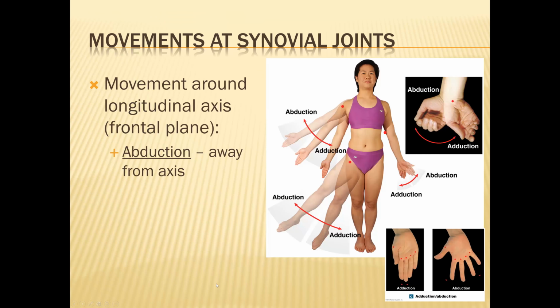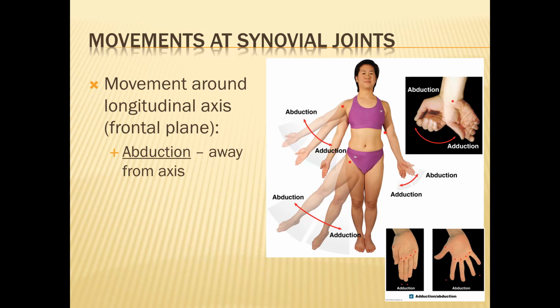The next type of movement we'll look at is abduction and adduction. So in abduction and adduction, we are moving around the longitudinal axis of the body. So if you imagine the frontal plane, so remember the coronal or frontal plane that separates the anterior half of the body from the posterior half. So if we're moving in that plane, that is called abduction and adduction.